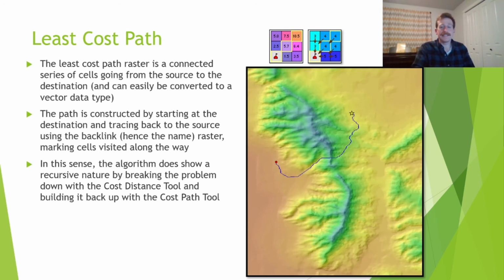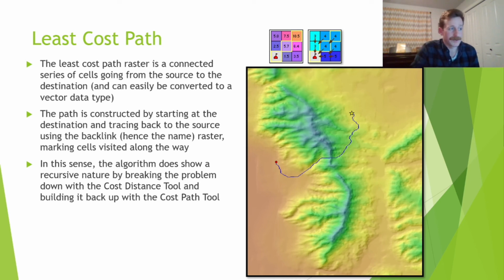And any destination you drop on it at that point is going to be able to recognize itself, and then trace back to the source. And so building the least cost path from the cost distance raster is just a matter of using the backlink to go from destination to source. Hence why it's called backlink. And then we end up with our cost distance path.